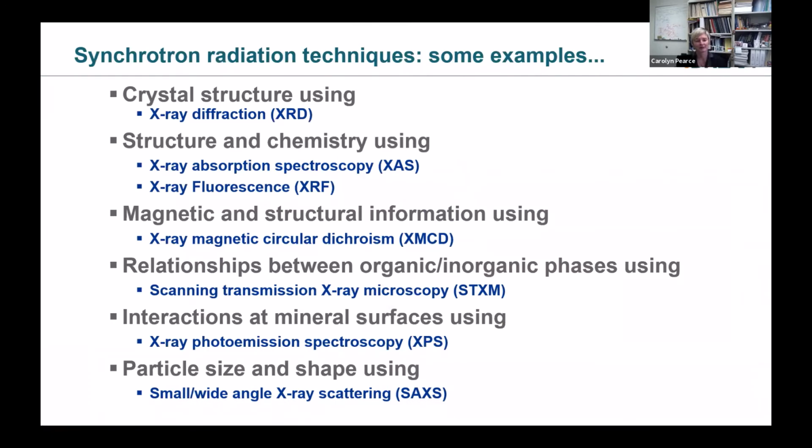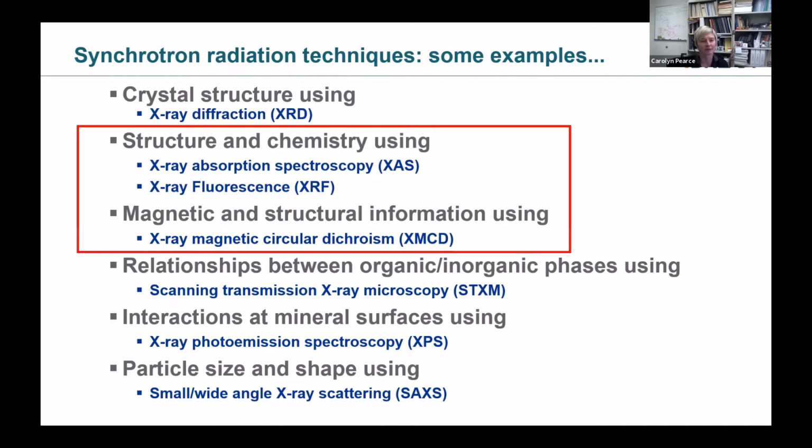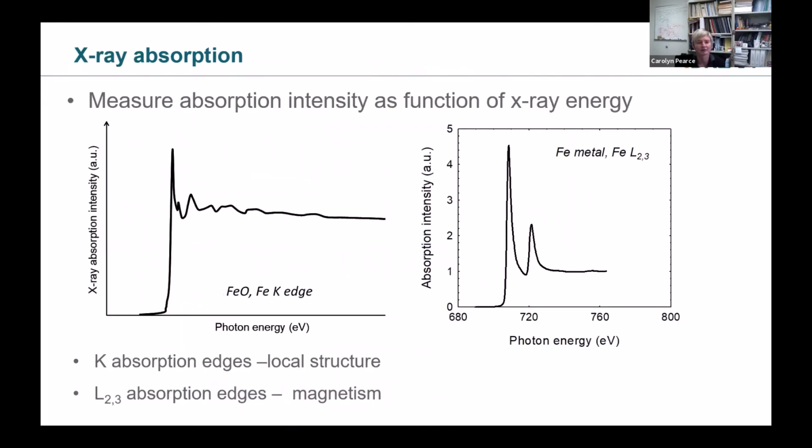So there's a vast array of synchrotron techniques. This is a very short list, not encompassing everything, but today I'm really going to focus on X-ray absorption spectroscopy and X-ray fluorescence mapping, and then X-ray magnetic circular dichroism. So I'm just briefly going to go through these techniques, focusing on recent advances.